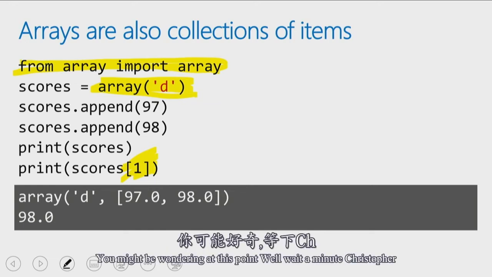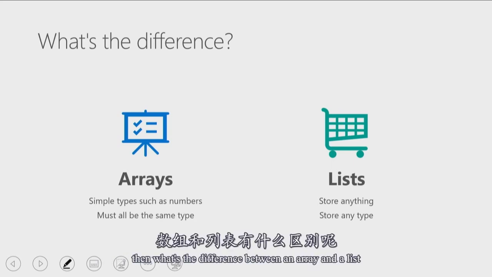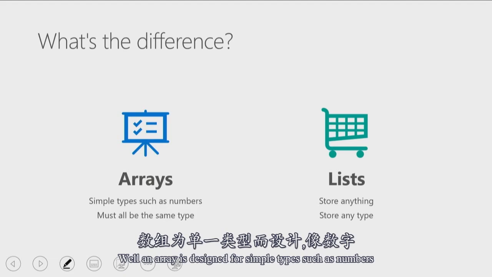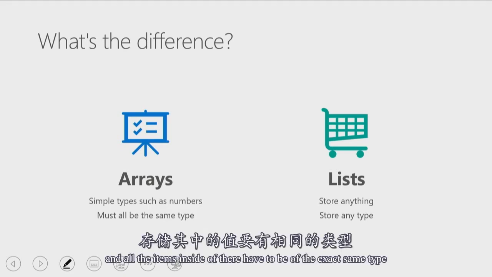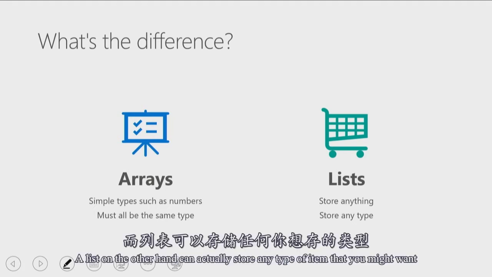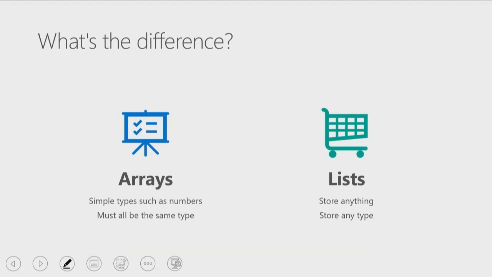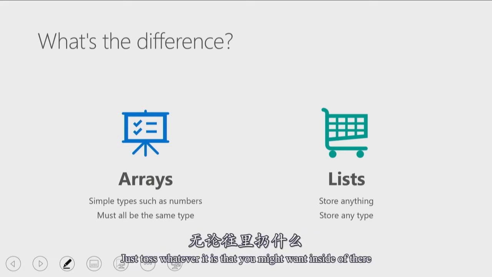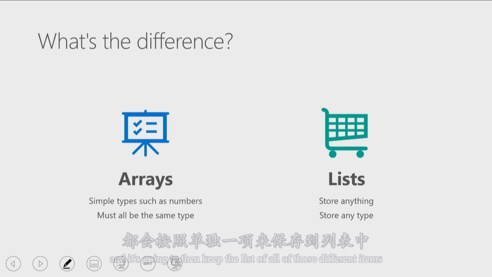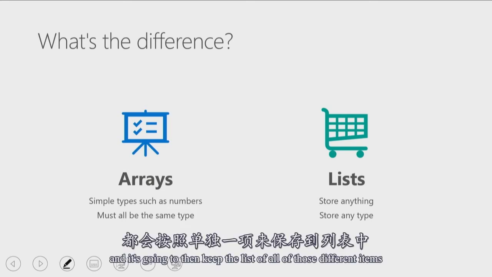And you might be wondering at this point, well, wait a minute, Christopher, what's the difference between an array and a list? Well, an array is designed for simple types, such as numbers, and all the items inside of there have to be of the exact same type. A list, on the other hand, can actually store any type of item that you might want, which is why I've represented it with a shopping cart. You can kind of think about it that way. You just toss whatever it is that you might want inside of there, and it's going to keep the list of all of those different items.